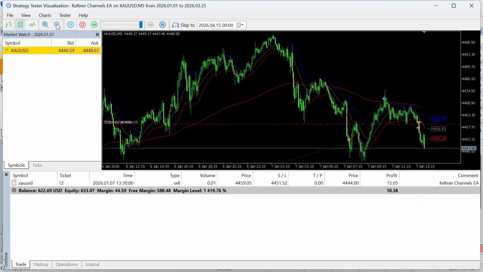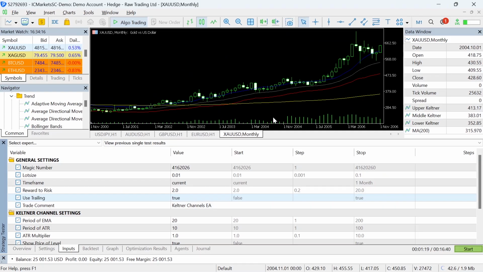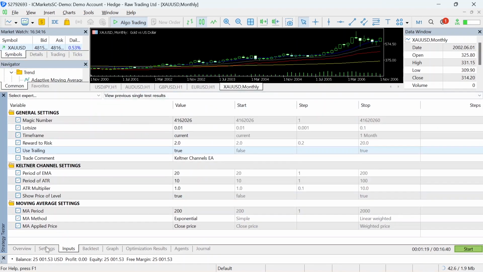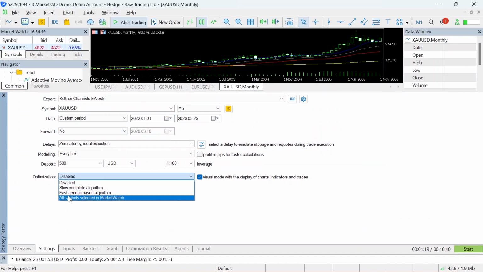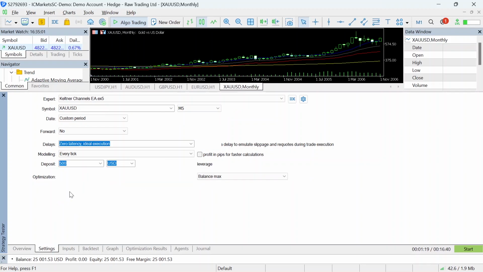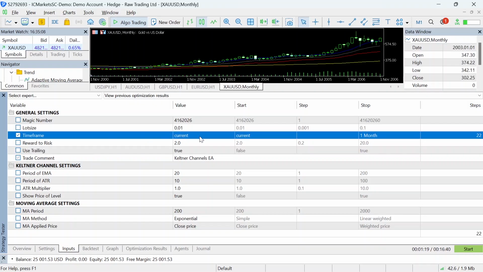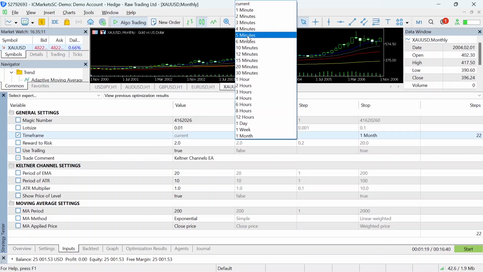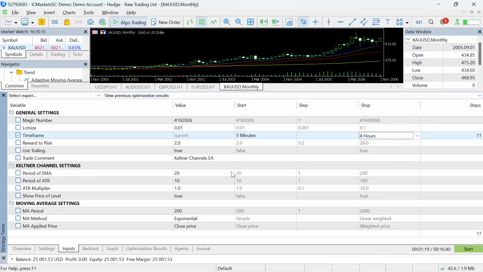So I think we are good to go. So I'll just close this so that we can optimize. So I will increase this. I will increase this. Then I'll change this to 2022. Then I'll change this to fast. Then using this deposit, go for my input. Then I want to save time frame. I want to start from 5 minutes time frame. Then I will stop at 4 hours.